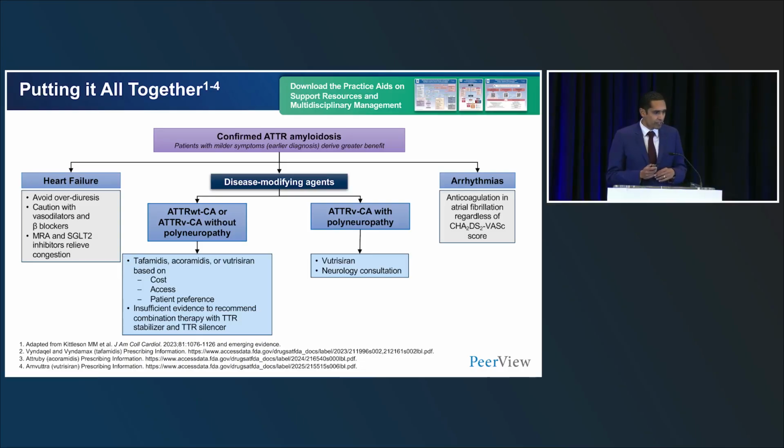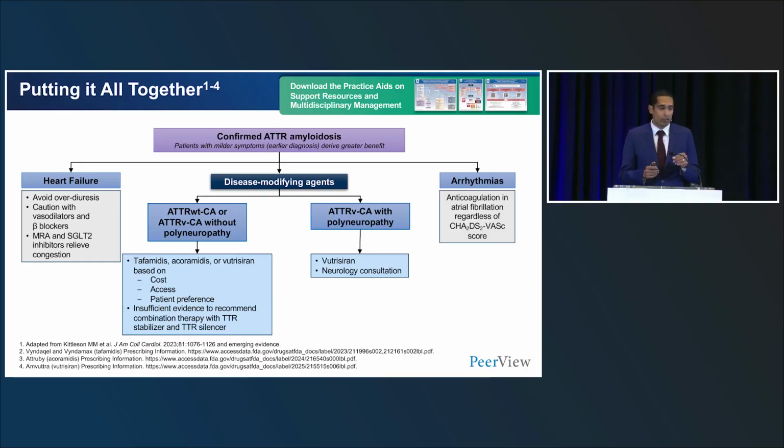So let's put this all together. Once we make the diagnosis of cardiac amyloidosis, we need to think about a few different buckets of treatment. First is heart failure. We want to be very cautious with vasodilators as well as beta blockers. MRAs and SGLT inhibitors, again, tend to be pretty well tolerated in this population.